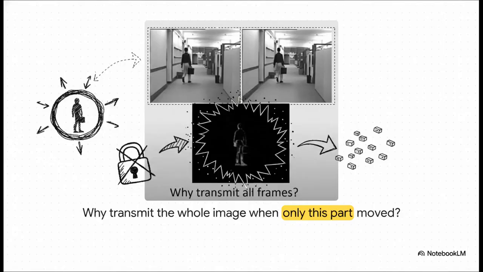I mean, just look at this. It makes perfect sense, right? The background here is completely still from one frame to the next, so why on earth would you waste bandwidth sending that same exact information over and over again? It's so much more efficient to just send the data that describes how the person moved.